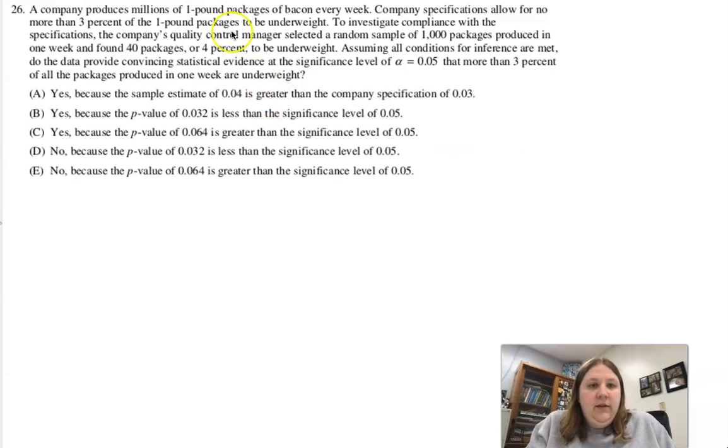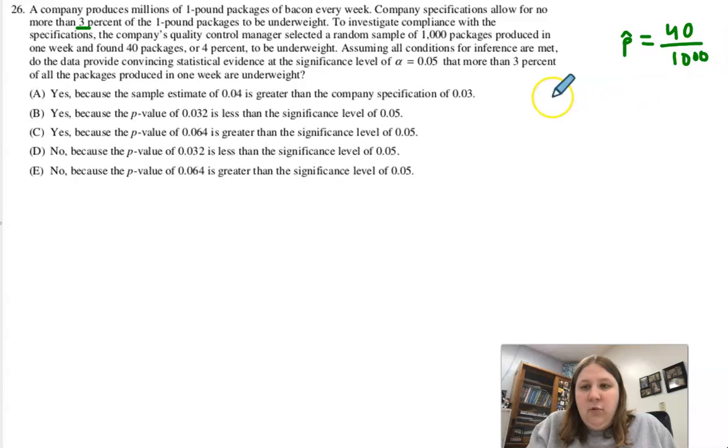So 26. They're looking at no more than 3% being underweight. They did a sample and found 40 packages out of the 1,000. So that's like our p hat, right? The proportion that are underweight, 40 out of 1,000. And they wanted to know, is this enough evidence for us to say that's more than 3%?